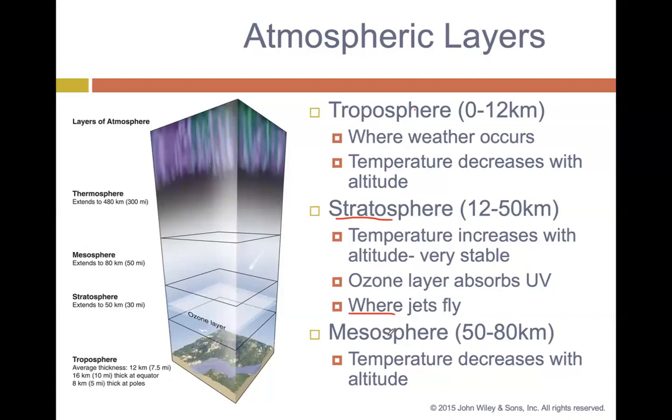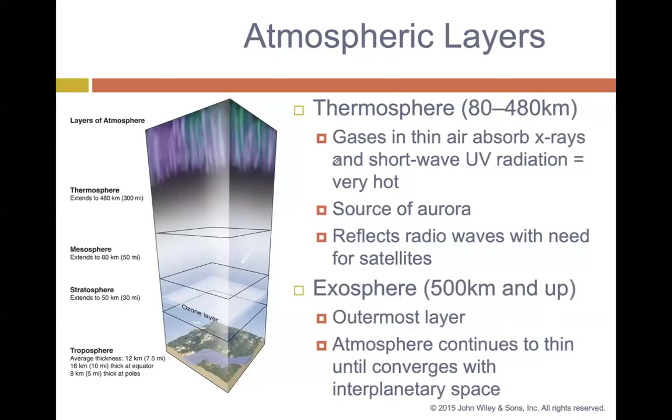And then the mesosphere, we have the 50 to 80 kilometer range. This is where temperature again starts to decrease with altitude. The thermosphere is the 80 to 480 kilometer range. This is where gases are very thin in the air. They will absorb X-rays and shortwave UV radiation, which makes it very hot. This is the source of the aurora borealis, and they reflect radio waves, with the need for satellites in this area. And then the exosphere is the outermost layer. This is where the atmosphere continues to thin until it converges with interplanetary space.